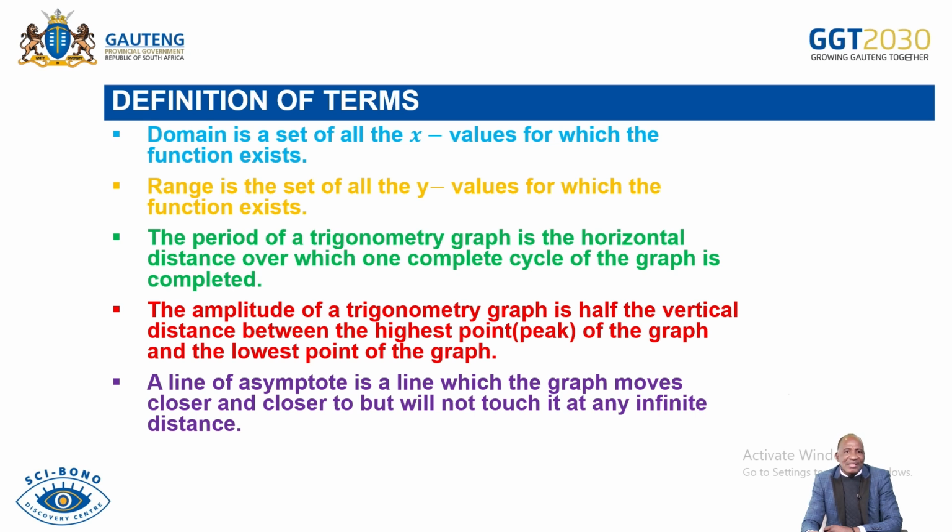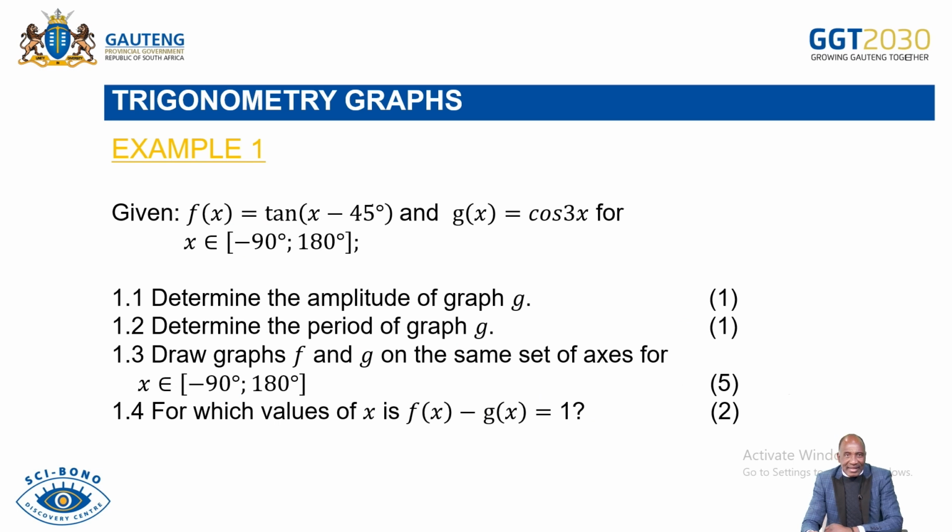Then a line of asymptote is that particular line on the graph which the graph moves closer and closer to, but will never touch it, even if the graph were to be drawn up to infinity. Okay? Right, so we're going to have a look at some questions today.